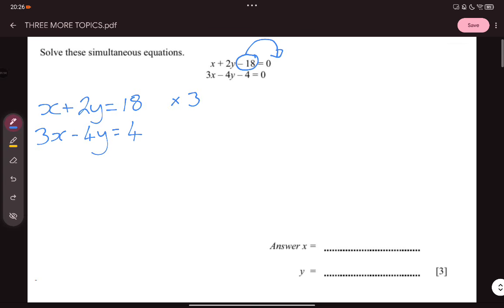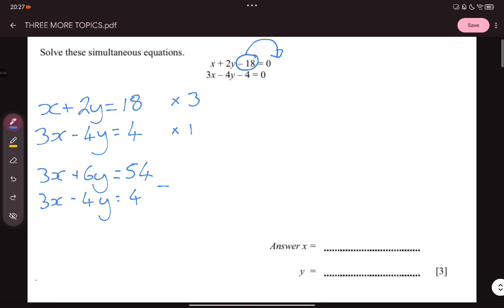Multiply the top equation by the x number of the bottom equation and multiply the bottom equation by the x number of the top equation, which in this case, because it's just x there, is just going to be multiplied by 1. So multiplying along the top, 3x plus 6y equals 18 times 3. 18 times 3 is 54. And multiply by 1, nothing changes there, does it? 3x minus 4y equals 4.